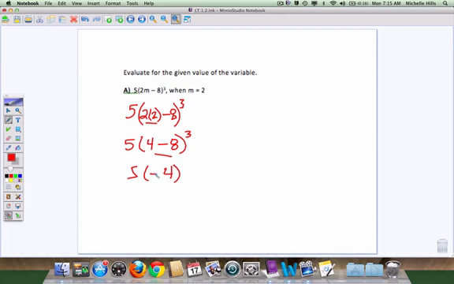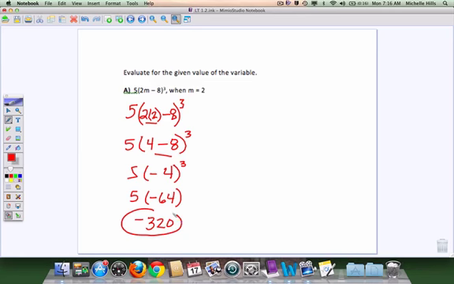Because this is a negative number raised to an exponent, the negative number must be inside parentheses. Now, negative 4 to the third power is negative 64. Negative 4 times itself again. And so my last step, 5 times negative 64, is negative 320 for my final answer.